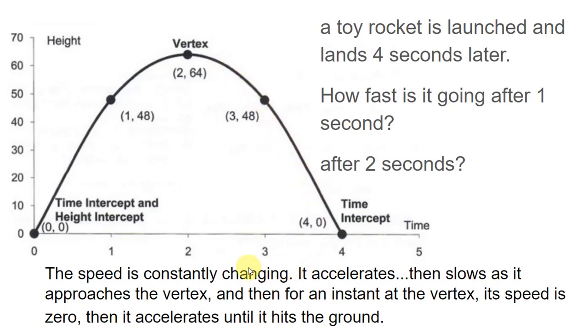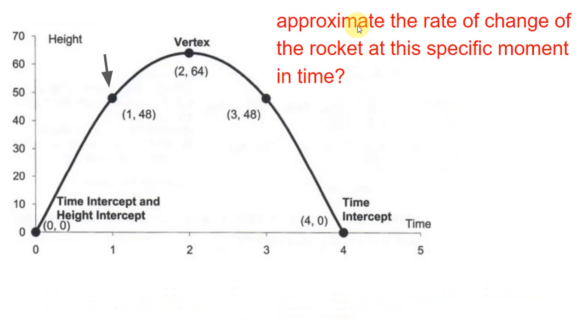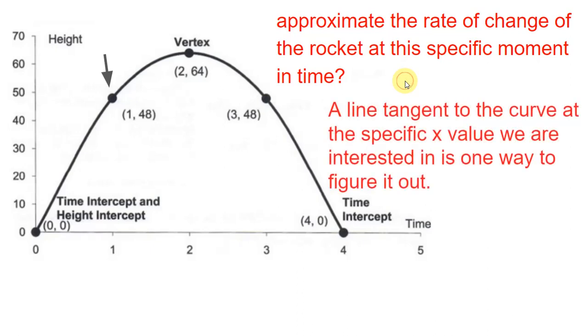The problem is figuring out the speed at any one particular point is more difficult on a curve than on the graphs we were looking at before because they were all straight lines. So finding the specific rate of change of a curve at a specific point in time, or an x value, is one of the things that we use calculus for. If I want to approximate the rate of change of the rocket at this specific moment in time, after 1 second, then what I would typically do is draw a tangent line.